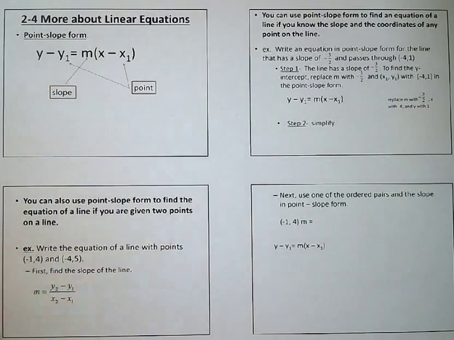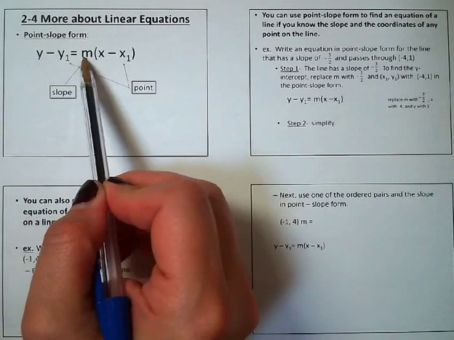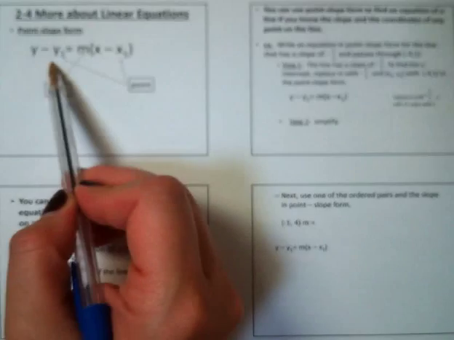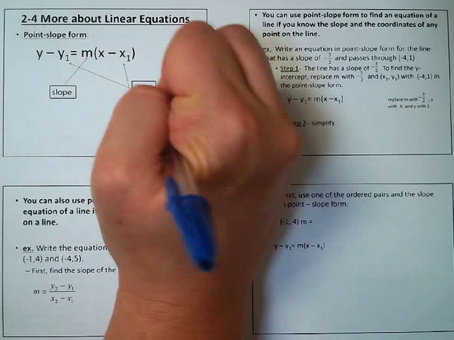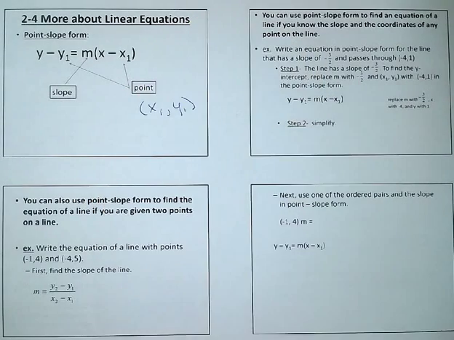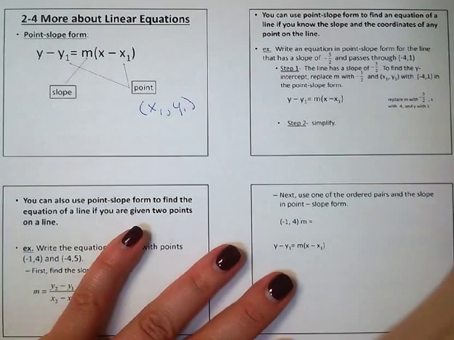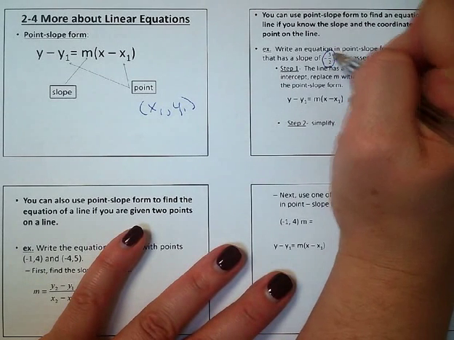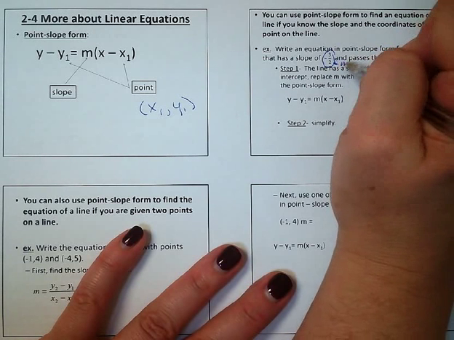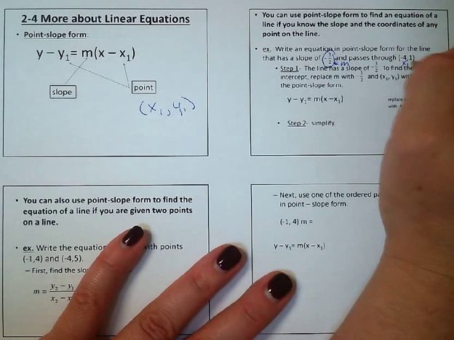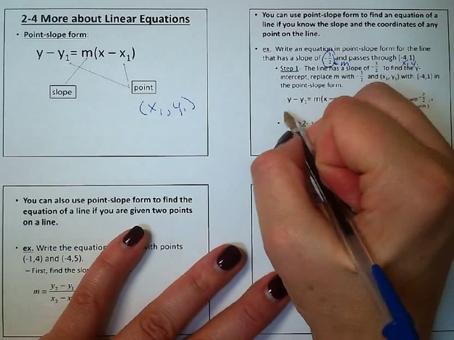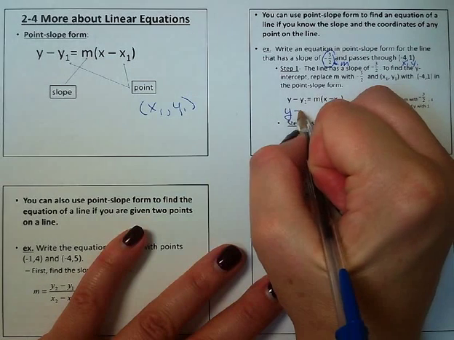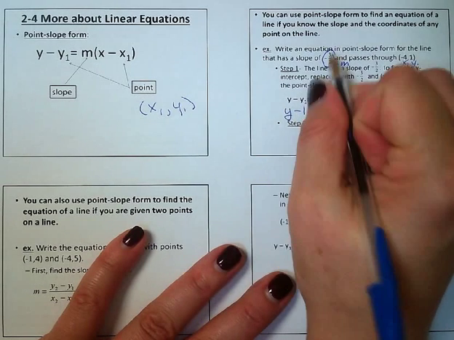Point slope form, we have the slope and the point x1, y1. So you can use that point slope form to write an equation if you know the slope, which is right here, and the point x1, y1. And all you do is substitute those numbers in.